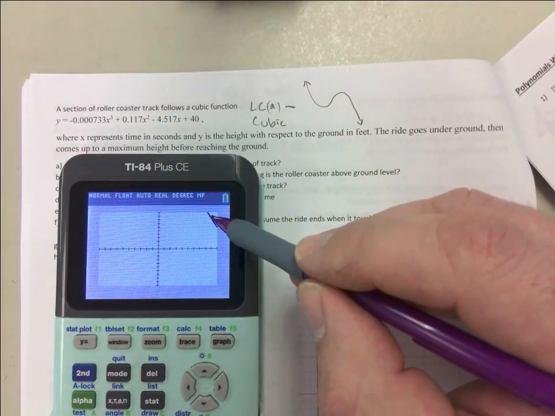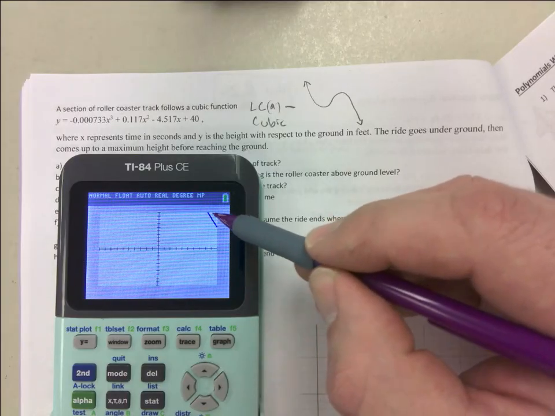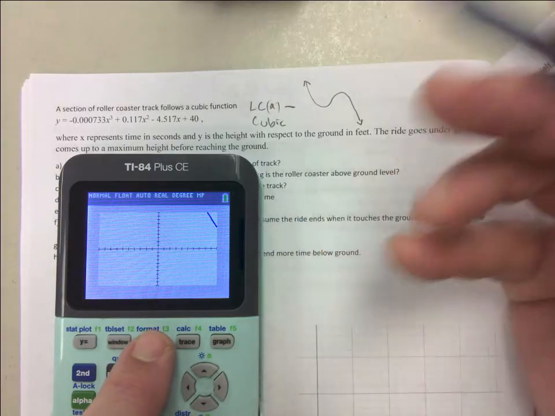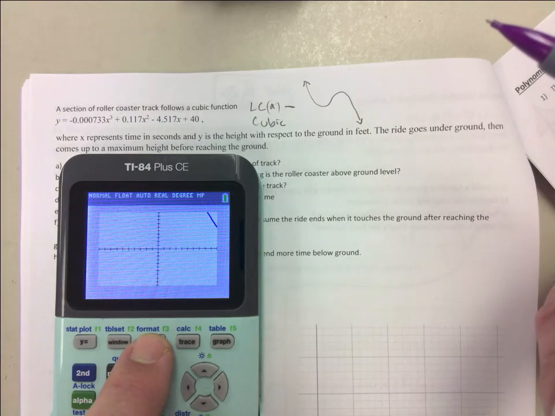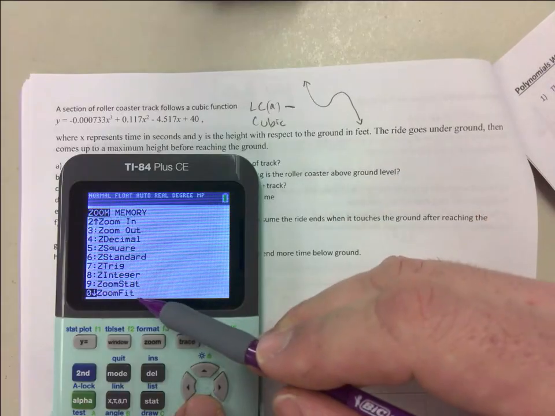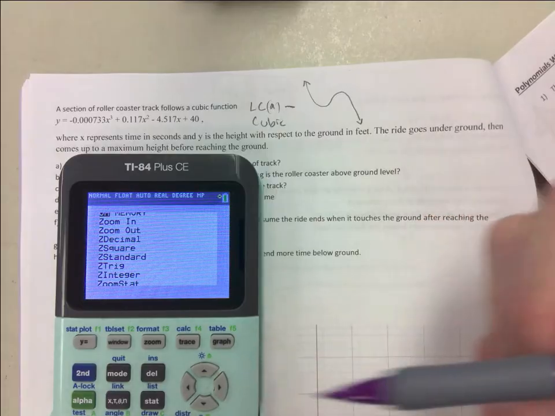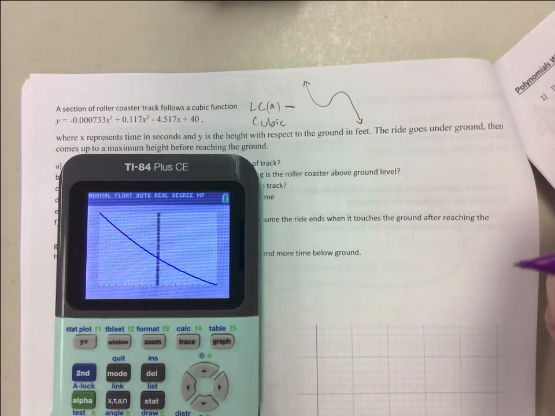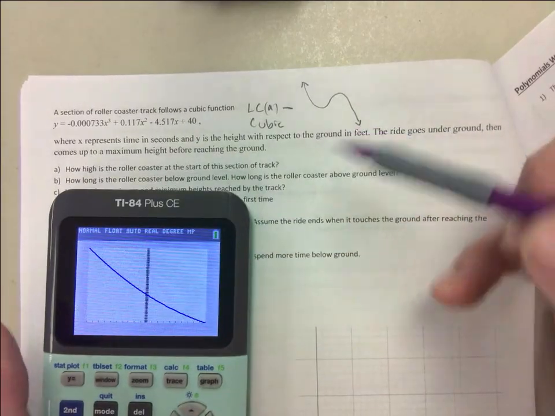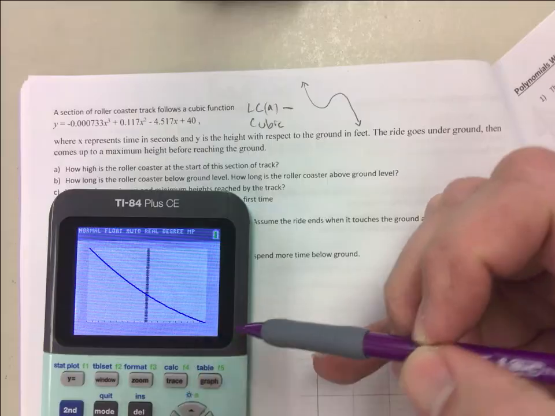So some of you might want to just change your window settings. Like you press window and then you're going to increase your Y max until you start seeing more. Let's try one of the zoom features. Zoom, and I asked you to try zoom fit from time to time. Okay, let's try that one. Not good. Because this is a word problem, chances are you're going to want to see from here further this way.